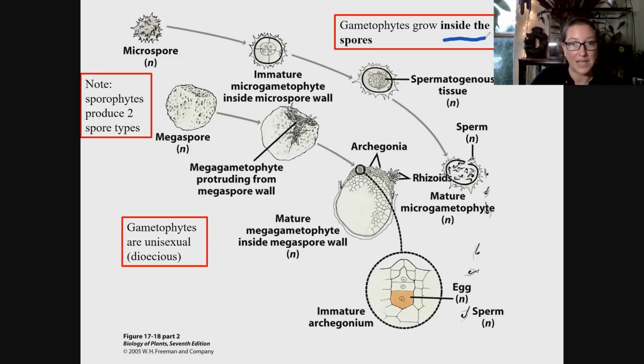Inside the megaspore, you'll have the female gametophyte. Inside of the microspore, you have the male gametophyte. Because of this, we can say that the gametophytes are dioecious or unisexual, in that they only have one type of sex organ on them.